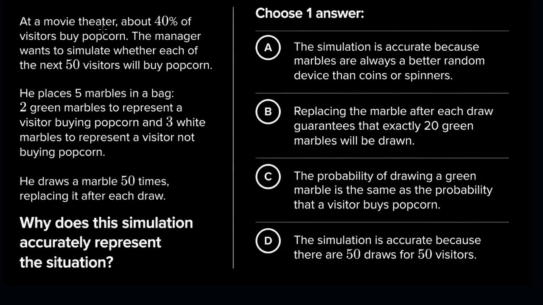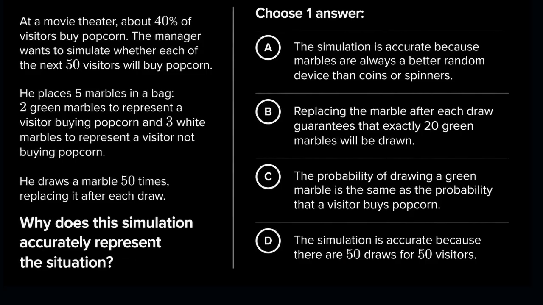We're told that at a movie theater, about 40% of the visitors buy popcorn. The manager wants to simulate whether each of the next 50 visitors will buy popcorn. He places 5 marbles in a bag, 2 green marbles to represent a visitor buying popcorn, and 3 white marbles to represent a visitor not buying popcorn. He draws a marble 50 times, replacing it after each draw. Why does this simulation accurately represent the situation?